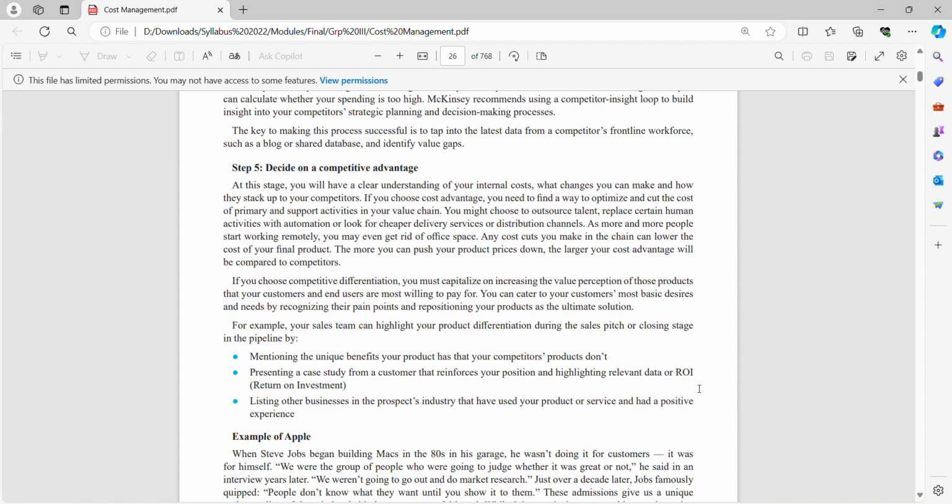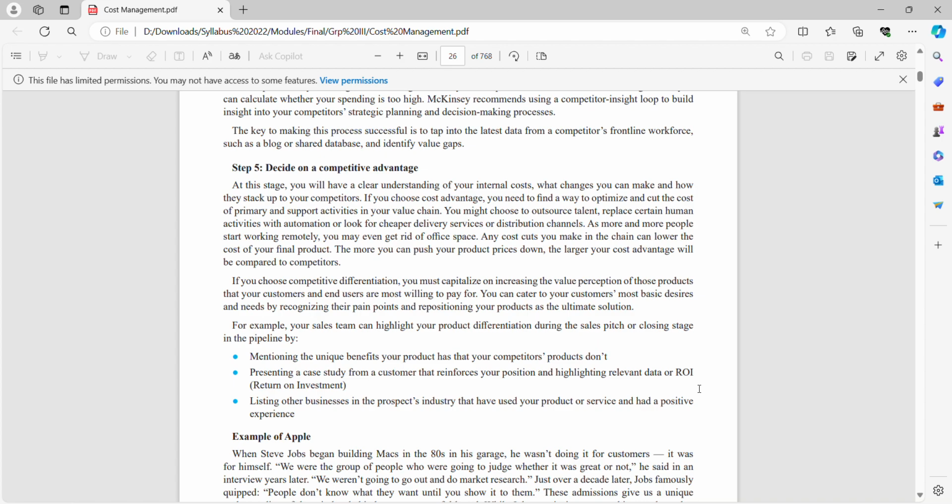At this stage, you will have a clear understanding of your internal cost, what changes you can make, and how they stack up to your competitors. If you choose cost advantage, you need to find a way to optimize and cut the cost of primary and support activities in your value chain. You might choose to outsource talent, replace certain human activities with automation, or look for cheaper delivery services or distribution channels. So you have decide on a competitive advantage.